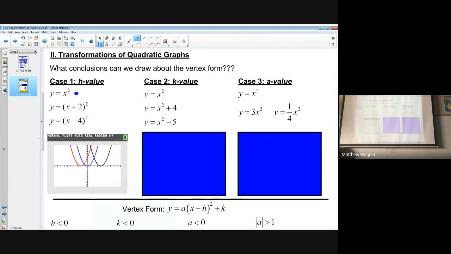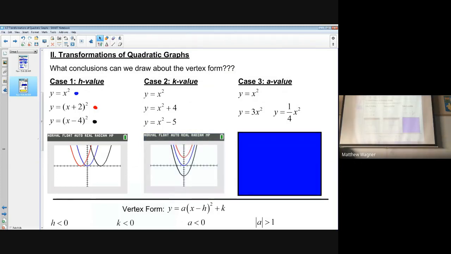And then when our graph shifts right 4, that actually corresponds to a negative 4. When our graph shifts left 2, that corresponds to plus 2, because remember, in our vertex form, H is actually a negative 2, which shows on our graph. Remember, our K value is that up and down movement. So our parent function, again, is in blue. If we move our graph up 4, that corresponds to that red value. If our K value is negative 5, your graph moves down 5.